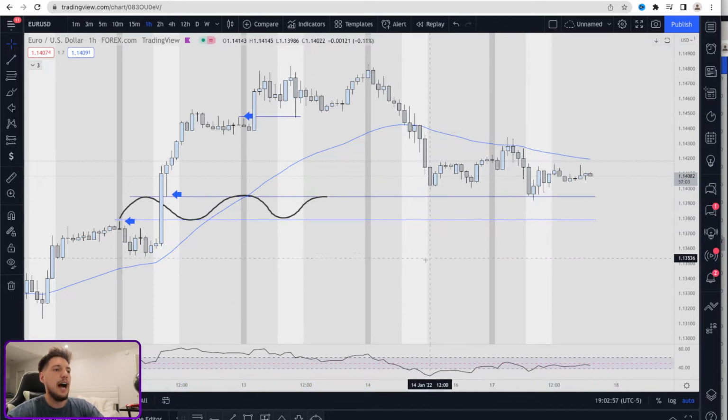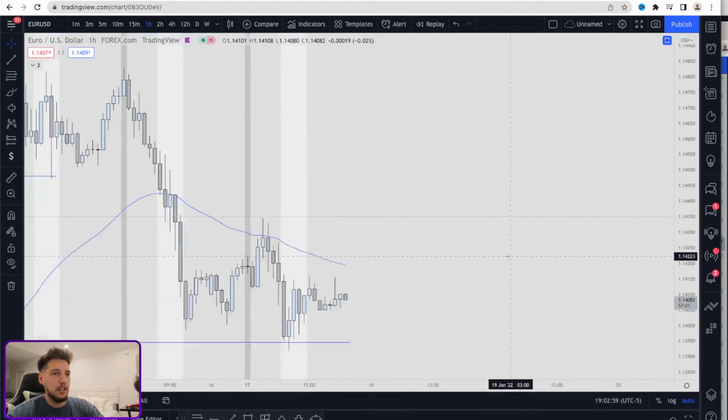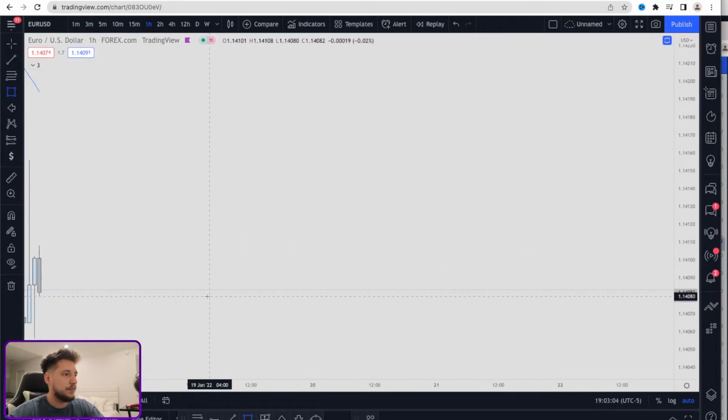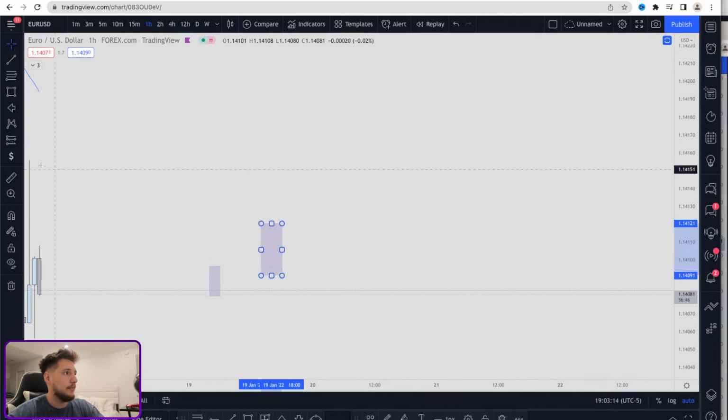Okay, so how is imbalance formed? Let's look at it from this perspective. Market's going to have overall moves to the upside and downside. Now let's say for example that we are seeing a bullish move to the upside. And when we start seeing this bullish move to the upside, there are going to be candles that have wicks, and there are going to be candles that don't have wicks.